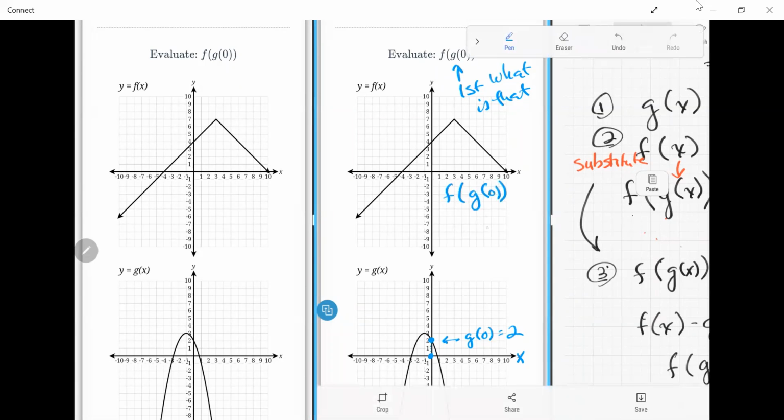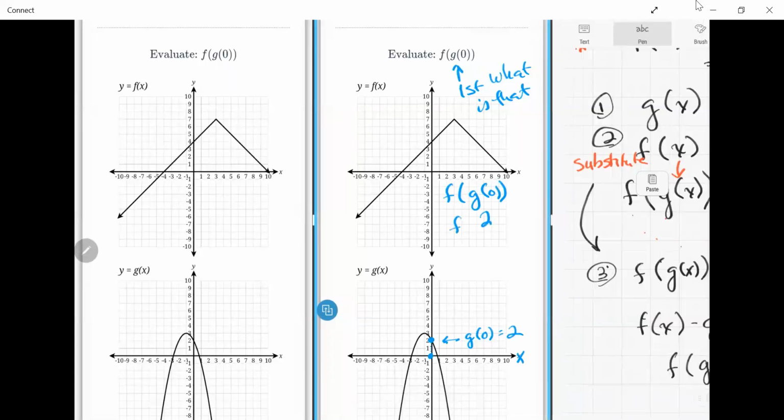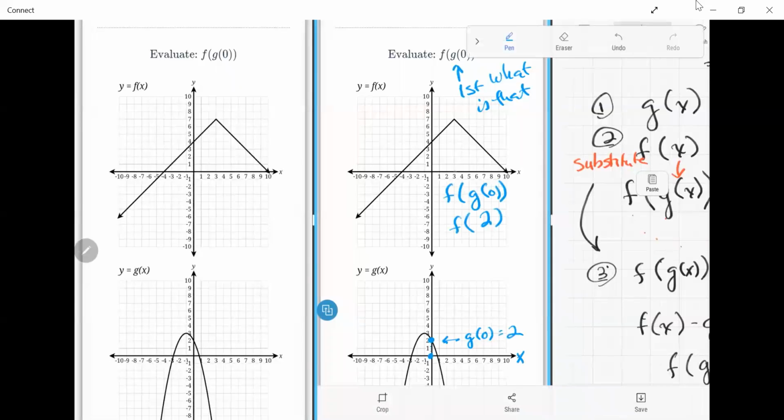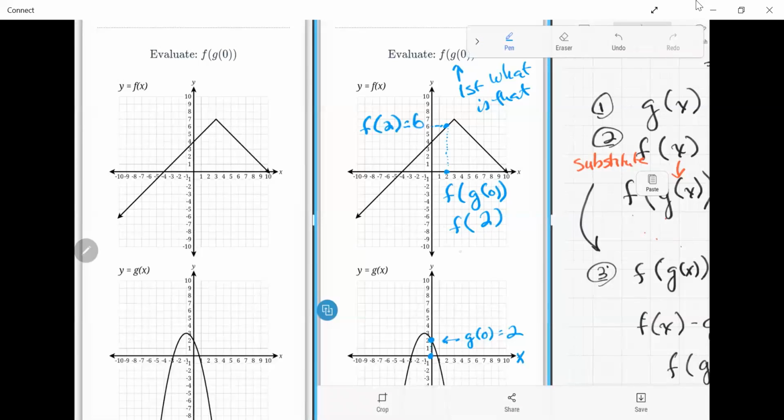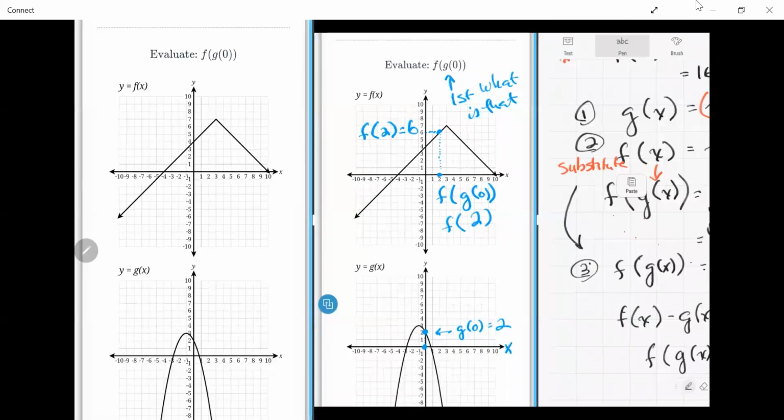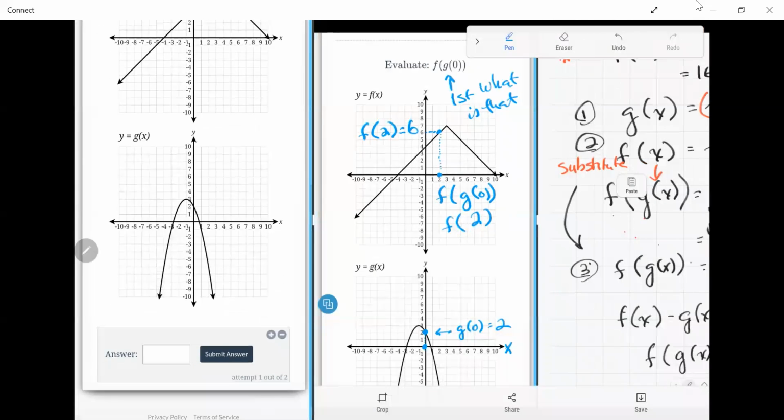And we just said that g of 0 is 2, so we're going to put a 2 in here and call this f of 2. Now we find 2, and what does our graph do when we have 2? When we have 2, our graph is equal to 6. All right, so we find that f of 2 equals 6, which means f of g of 0 equals 6. All right? Okay, so my answer over here is going to be 6.